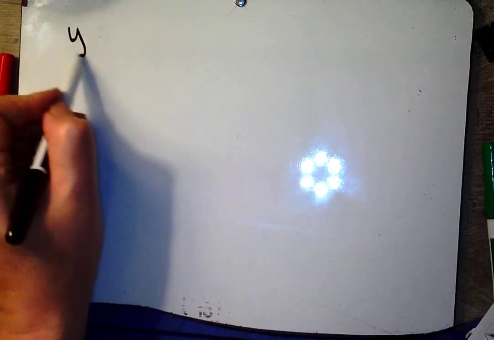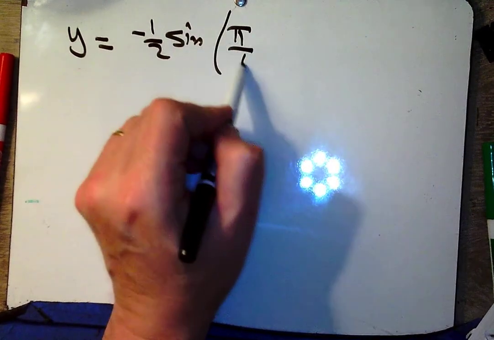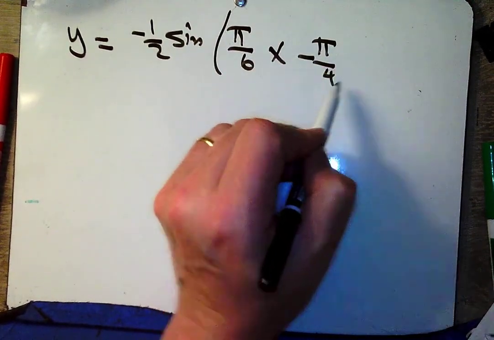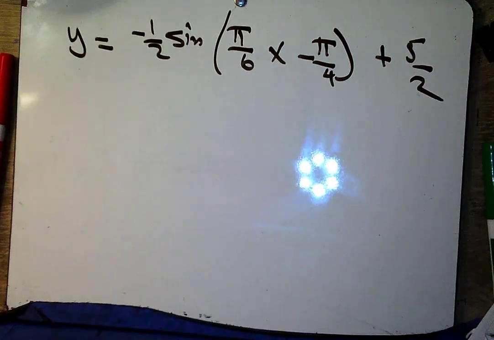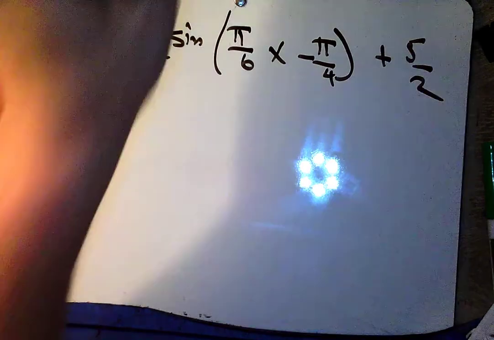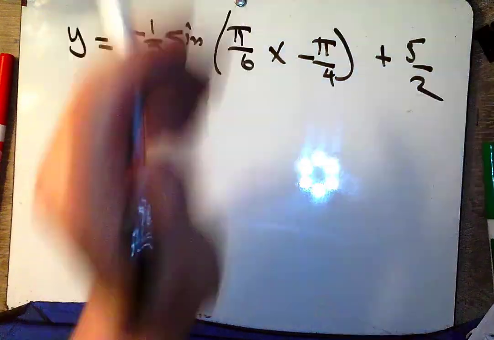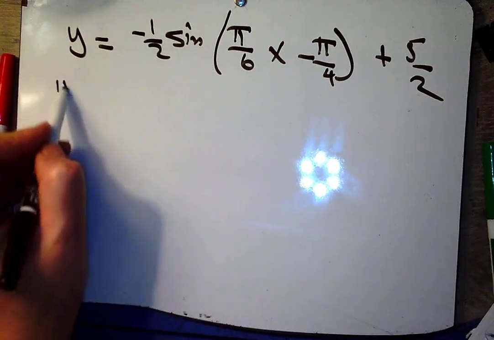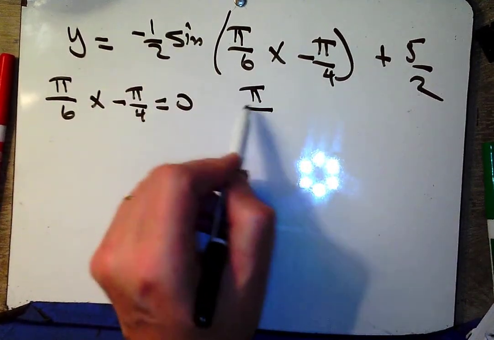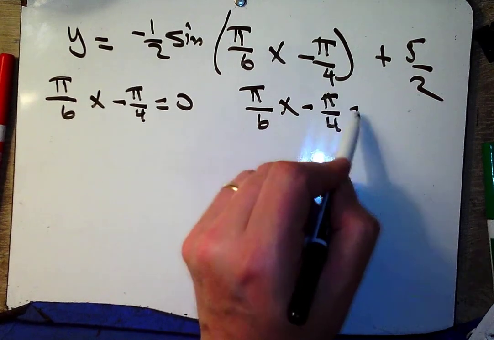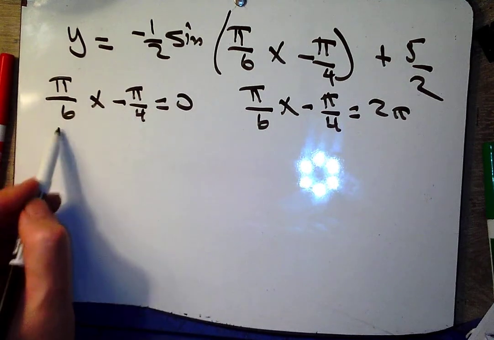How about y equals negative 1/2 sine of pi over 6 x minus pi over 4, plus 5/2. Please graph that one. Pause the video, give it a try. Excellent. So, did you start with pi over 6 x minus pi over 4 equals 0, and pi over 6 x minus pi over 4 equals 2 pi? I hope so. So I'm going to add pi over 4.